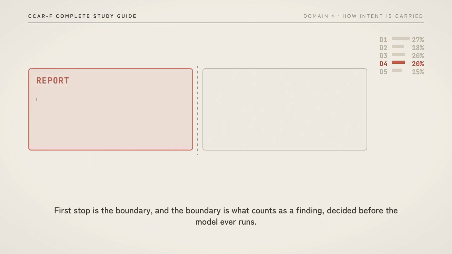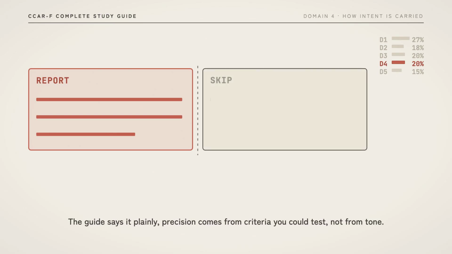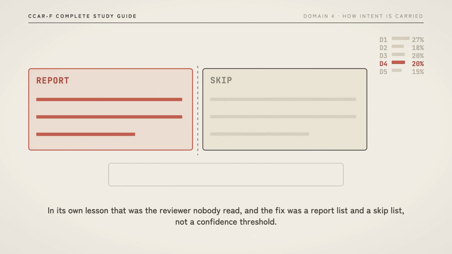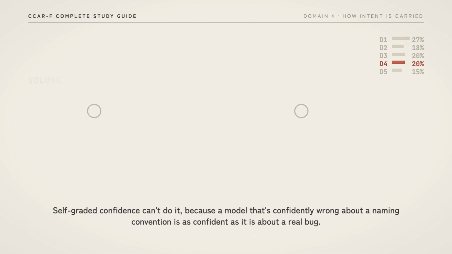First stop is the boundary, and the boundary is what counts as a finding decided before the model ever runs. The guide says it plainly: precision comes from criteria you could test, not from tone. In its own lesson, that was the reviewer nobody read, and the fix was a report list and a skip list, not a confidence threshold. Self-graded confidence can't do it, because a model that's confidently wrong about a naming convention is as confident as it is about a real bug.